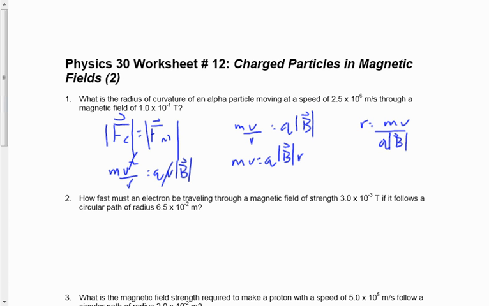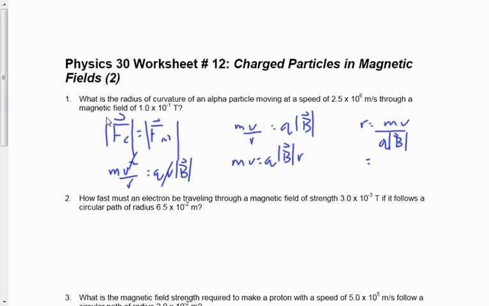But I don't try to remember it because when I try to remember something like this, I've got about a 50-50 chance of saying r is equal to mv over qb, and another 50-50 chance of saying r is equal to qb over mv. 50-50 chance isn't good enough for me. I want to get it right all the time. So I'm going to figure out this equation every time.